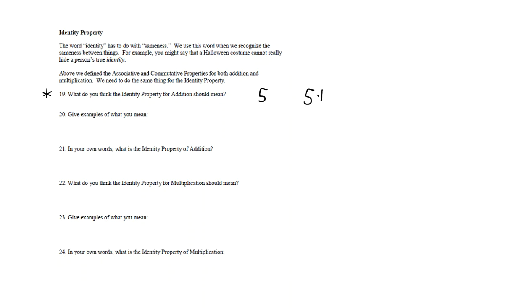So we know that if we add a 0 to the 5, that is how the 5 stays a 5. Okay? Or if you have a 4, adding a 0 to the 4, that's how the 4 stays a 4. Or if you have a -6, adding 0 to a -6 is how the -6 stays a -6. So in your own words, what is the identity property of addition? Okay. Basically, you should say something about if you add 0 to any number, the number stays the same.